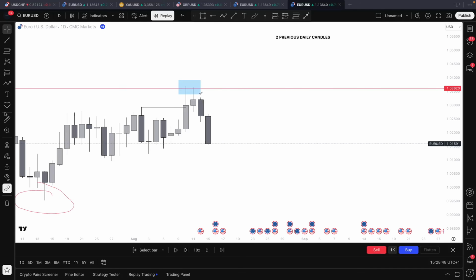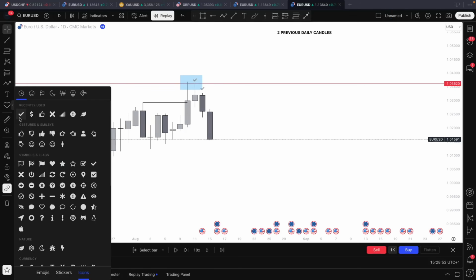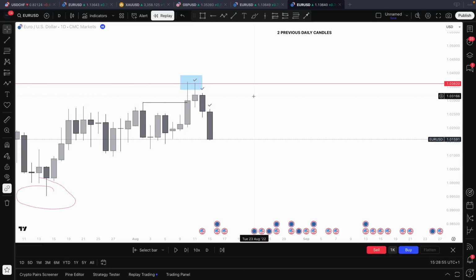We have this candle over here. We have this rejection candle over here. And we even have this follow through with this engulfing candle.